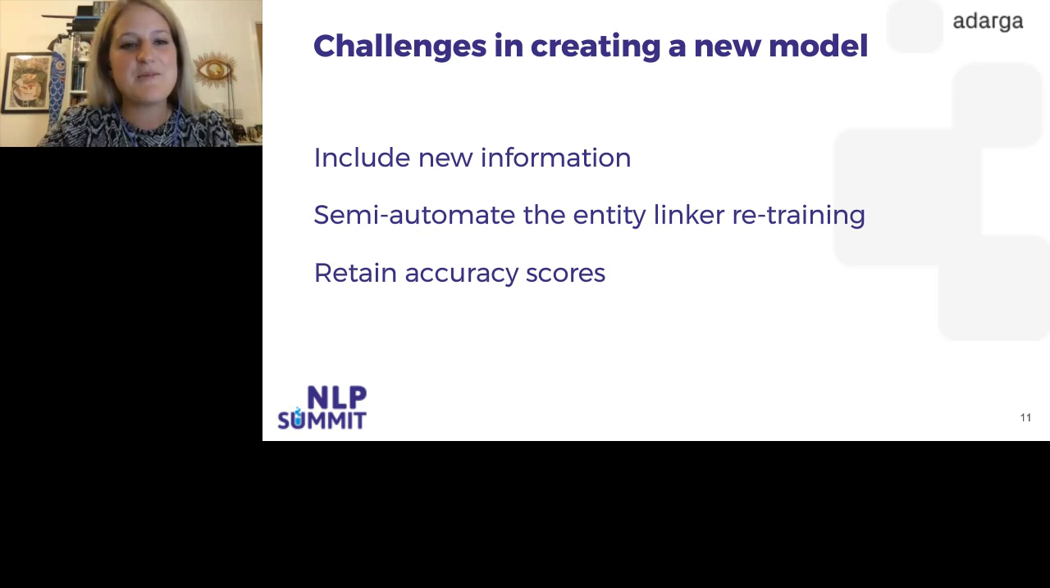information climate. Then we also had to semi-automate the entity linker retraining, just because we had new data coming in all the time and we had to keep up with the trends and also keep improving our relevance and our performance. And finally, to take into account the dynamic nature of our data estate, we had to figure out a way to keep up with the new data influx and retain our accuracy scores.